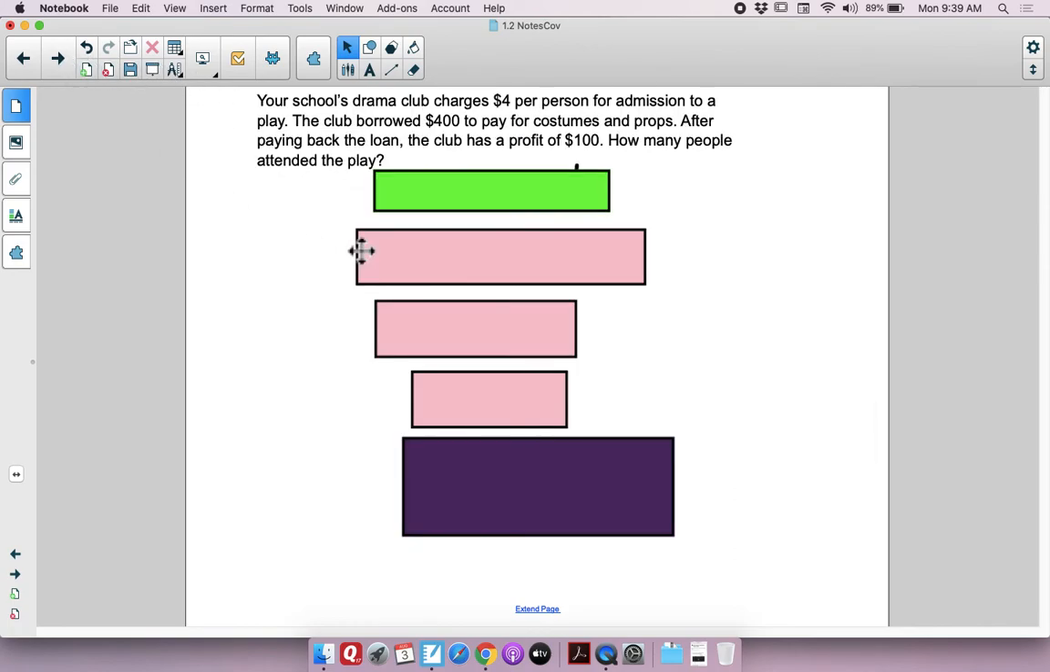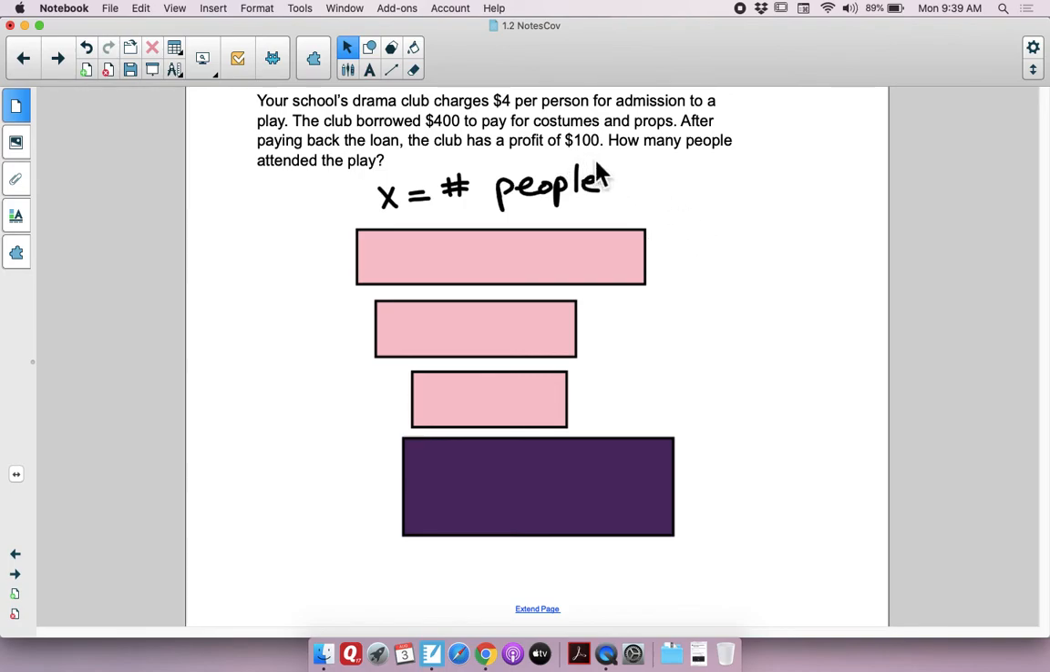Okay, your school's drama club charges $4 per person for admission to a play. The club borrowed $400 to pay for costumes and props. After paying back the loan, the club has a profit of $100. How many people attended the play? Okay, so what's unknown? We want to assign and define a variable. The number of people. I decided to use X for this.